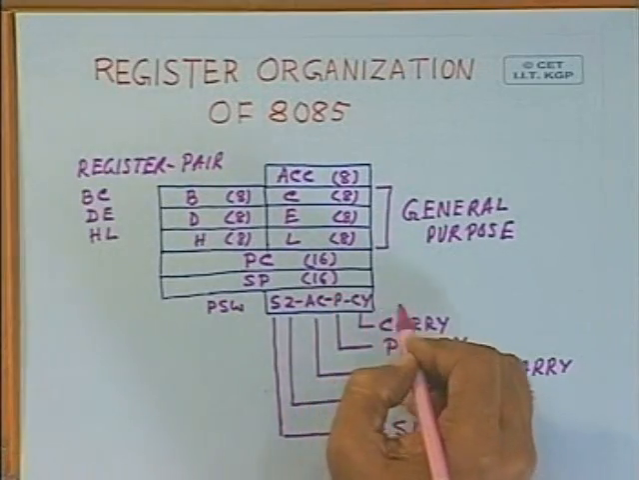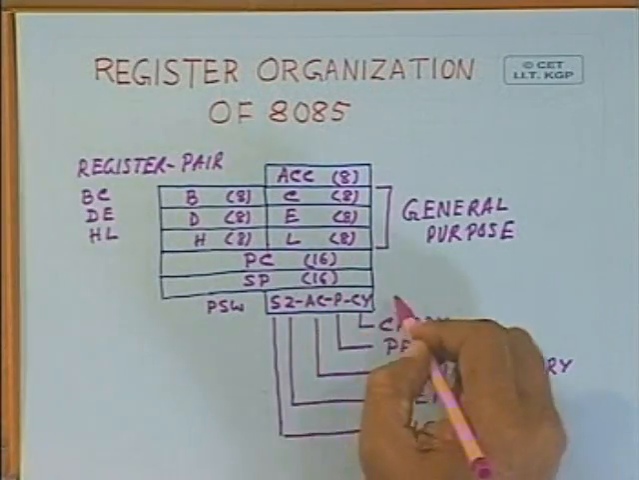Later on you will see these flag bits are very important for implementing various types of control loops for decision making, and they are very useful in writing programs for different applications.